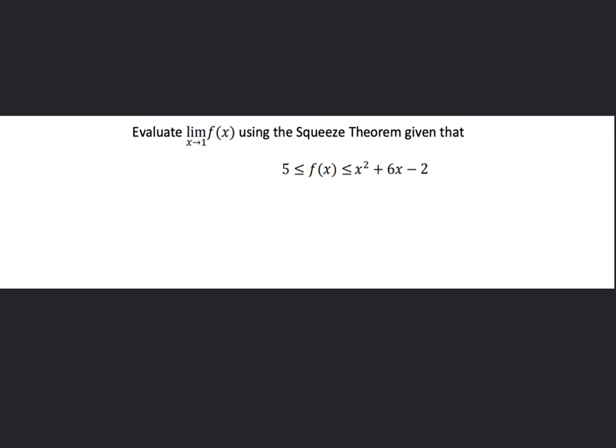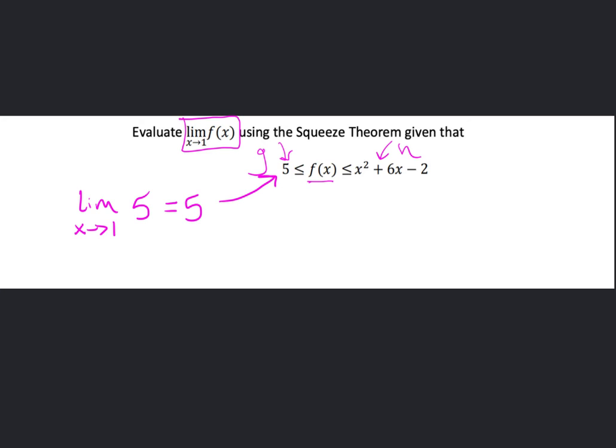Okay, so here's an example. We want to evaluate the limit as x approaches 1 of f of x. And here we know that f of x is squeezed in between this g of x function and this h of x function. All right, well, let's look at the limit as x approaches 1 of the g function, 5. Well, in this case, that equals 5.